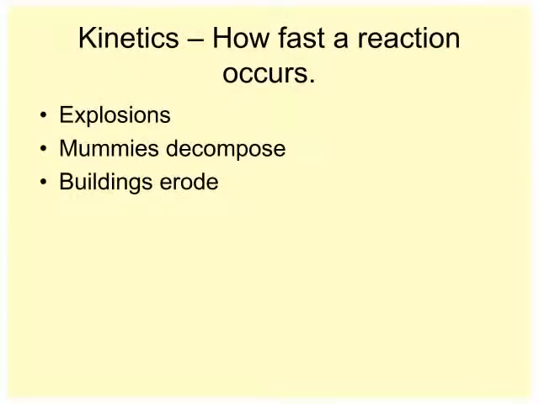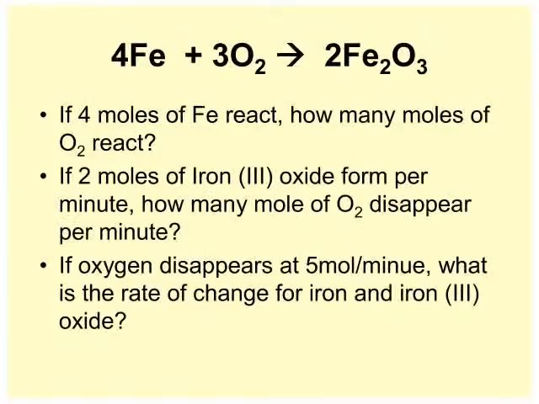Kinetics, how fast a reaction occurs. Reactions can be unbelievably fast, like an explosion. Boom! Mummies decomposing. Remember, the mummies are thousands of years old. You can still go to the museum and see the little mummy and his little white rags. And buildings erode. That's very, very slowly. So you do want to control how fast reactions happen. If you're a chemical company and you can make your chemical faster, you can make more money.